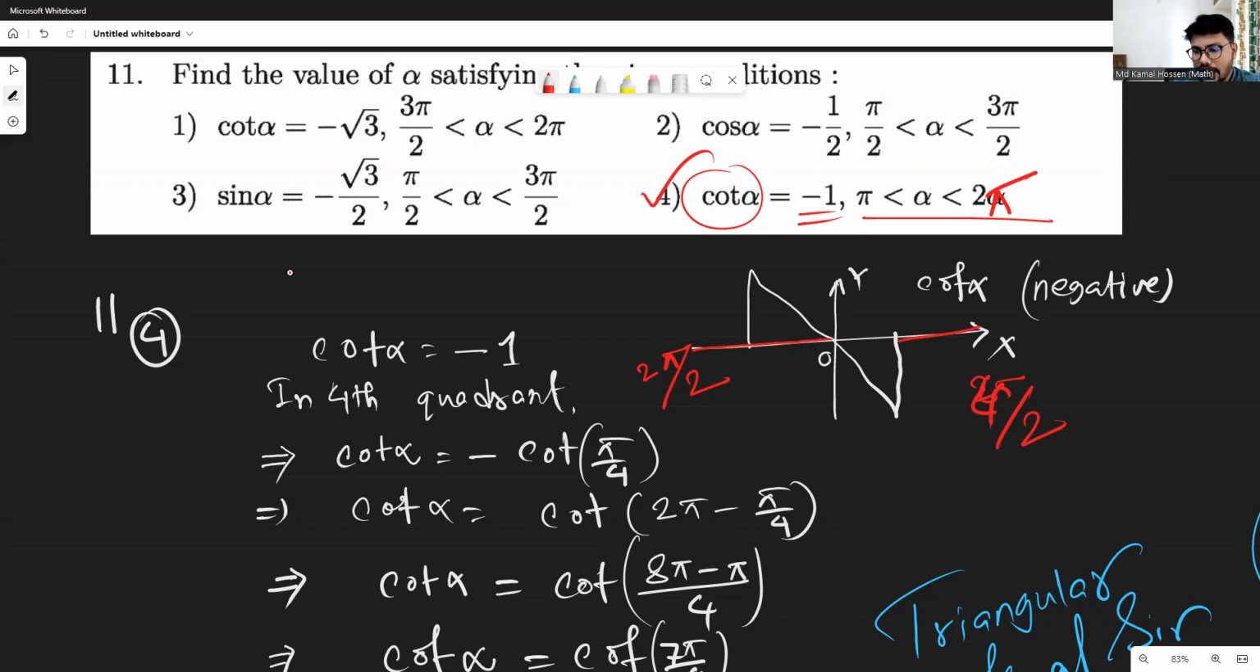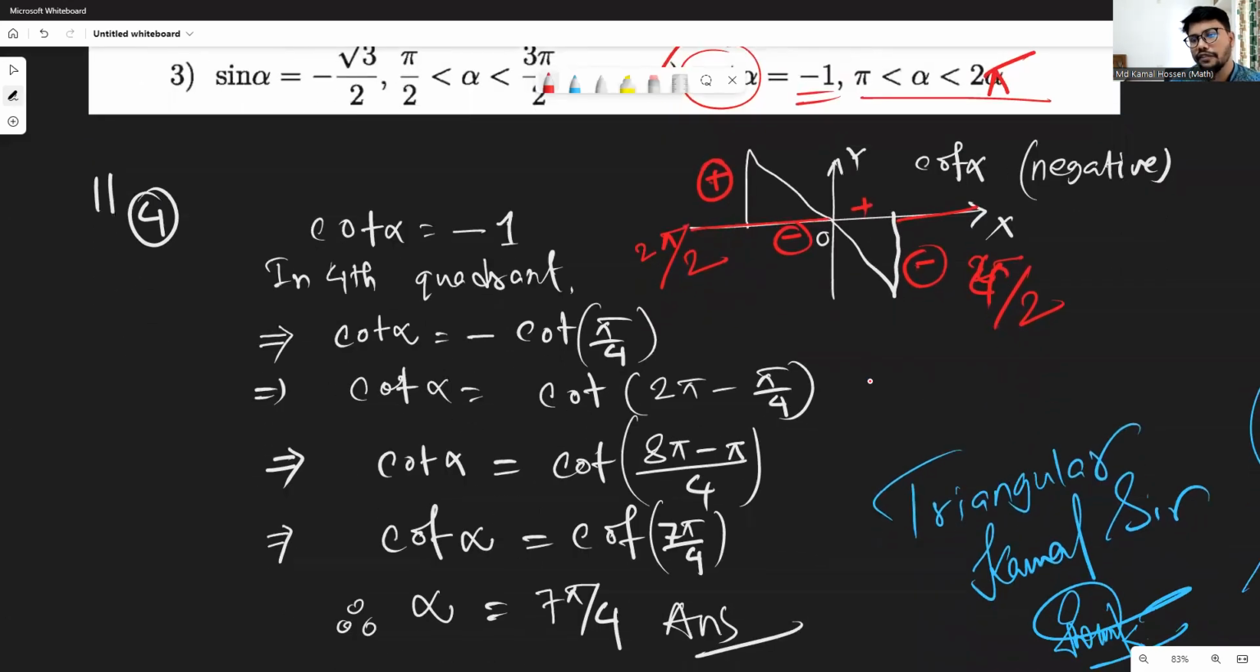But cot is negative only in the fourth quadrant. That's why we cannot, cot is negative here. In this quadrant it is positive, there it is negative, and this is positive, this is negative. So in the second and third quadrants, cot is negative. Now, the condition given here is second to fourth, so greater than second but smaller than fourth. So the only acceptable value is the fourth quadrant.